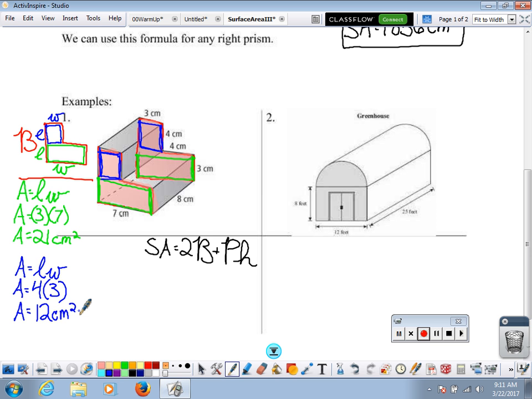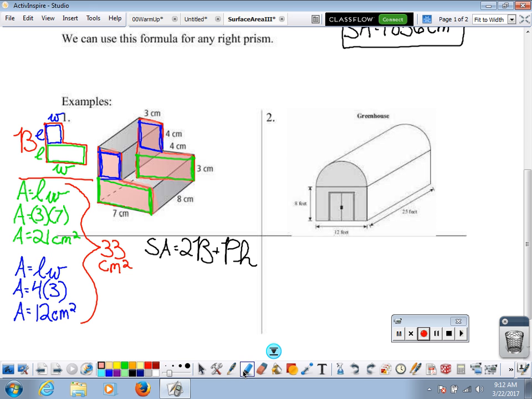Now what we need to keep in mind is that these are 2 individual rectangles. They're 2 separate pieces. For the area of my base, of that L-shaped base, I need to add those 2 together. Okay, so to add those 2 together, 12 and 21, 33 square centimeters.